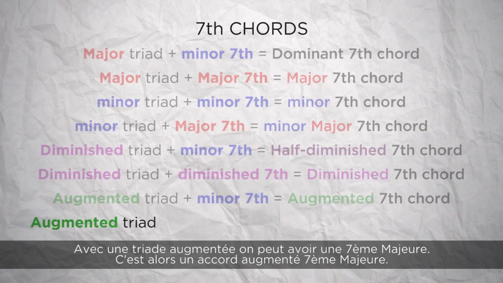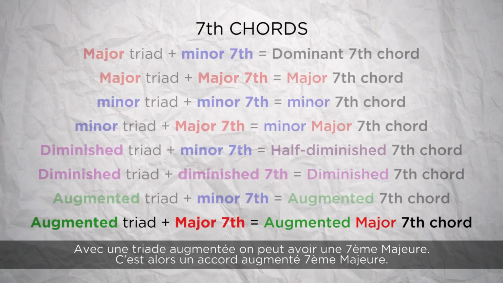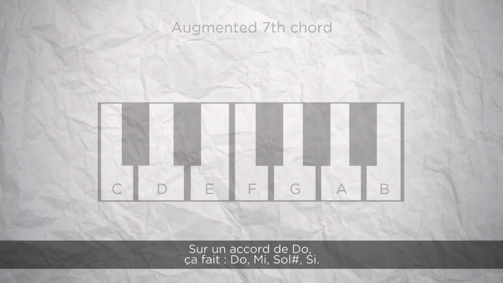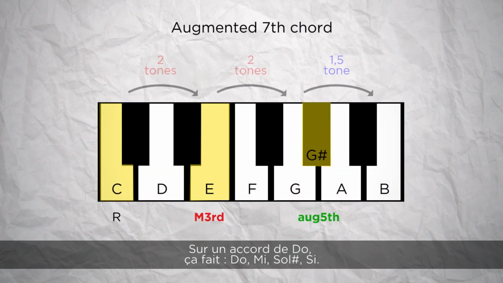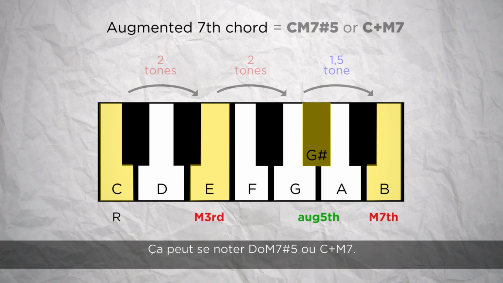With an augmented triad, we can have a major 7th. That would be called an augmented major 7th chord. So on a C chord, that would be C, E, G sharp, B, and that's denoted C capital M7 sharp 5, or C plus capital M7.